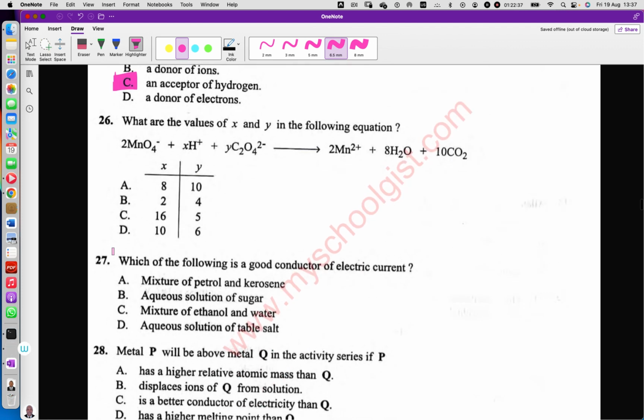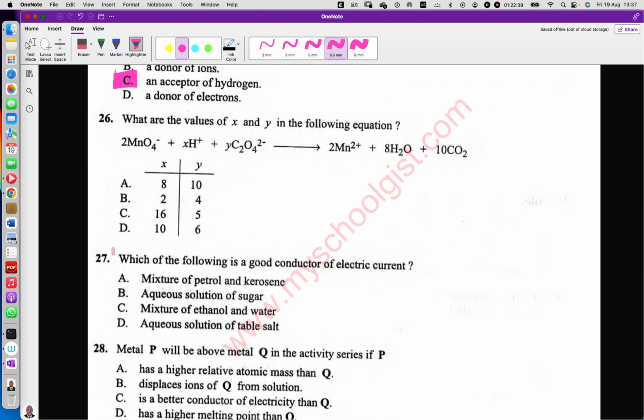Let's go for 26. What is the value of x and y in the equation below? If you are going to balance this equation, that is acidified manganese 7 ion plus ethanedioate, here we will have x and y.